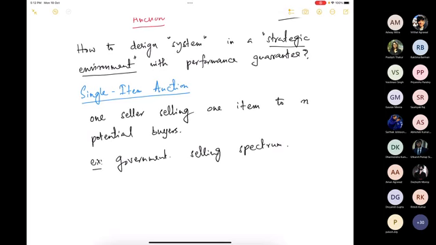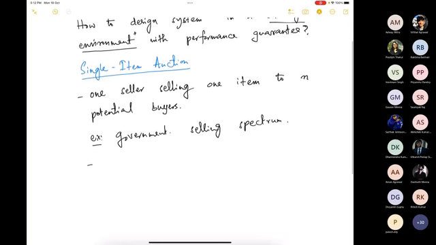For the reverse setting, when we have one buyer and n potential sellers, the example could be an organization, say IIT, that wants to buy a certain kind of machine, and there can be n possible vendors. From them, IIT can buy that machine. And there is only one item, not multiple items.